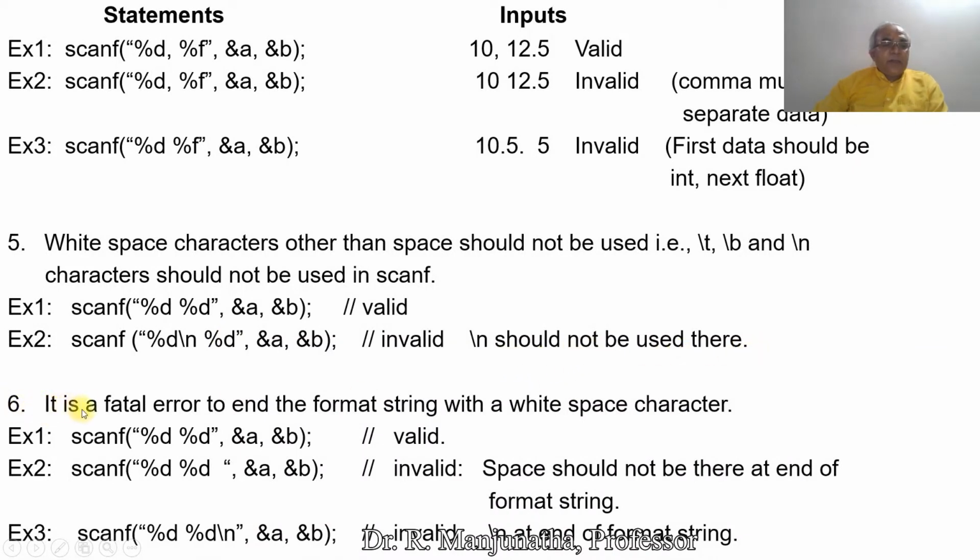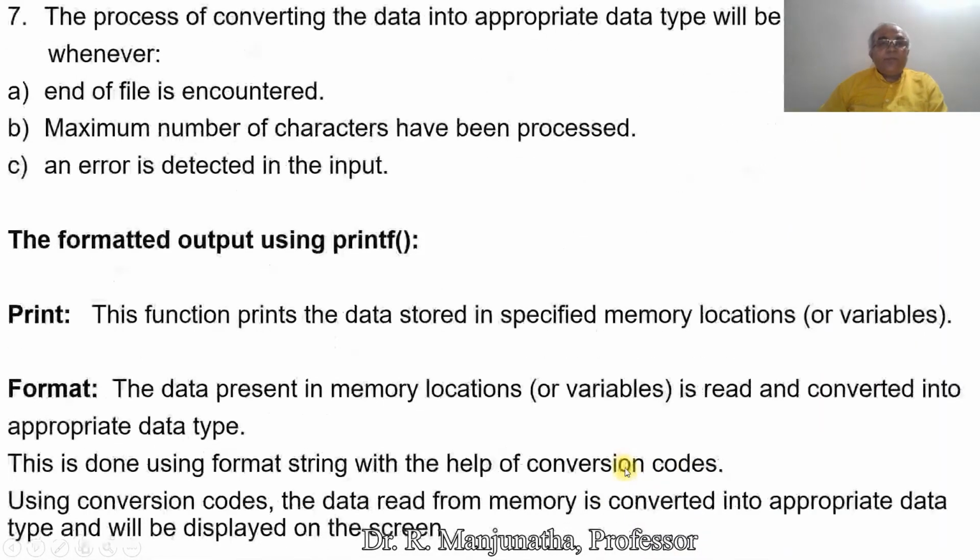Point number 6. It is a fatal error to end the format string with a white space character. Here, scanf("%d %d", &a, &b) is valid. But scanf within quotes %d, then a space, close the quote and comma, &a and &b is invalid. A space should not be there at the end of the format string. And similarly, \n at the end of the format string is also not allowed.